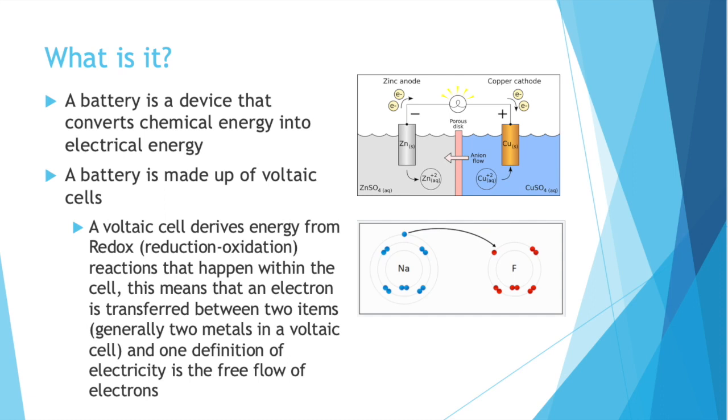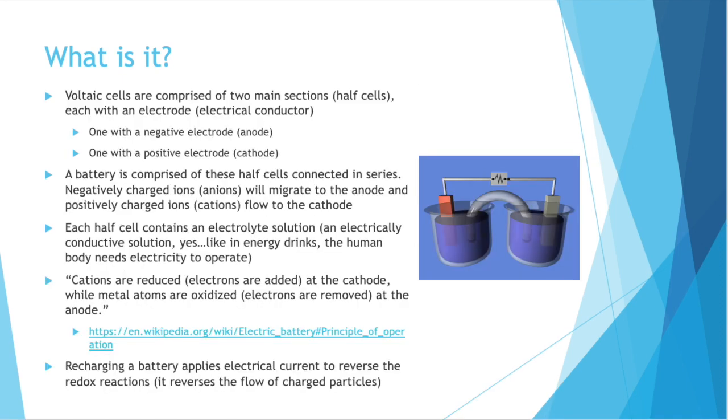Generally, in a voltaic cell, these two items are metal. So think about it. You have an electron flowing between two items. One definition of electricity is the free flow of electrons. So that's the process that is creating the electricity. But what is the layout, the design of the battery?